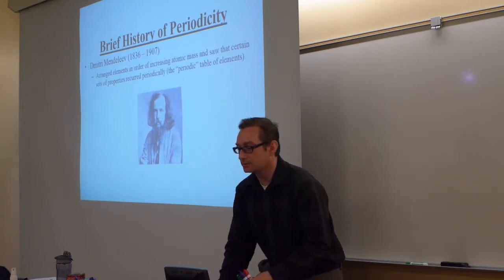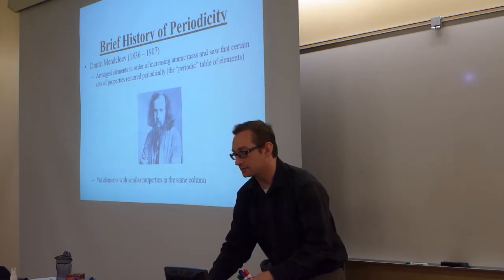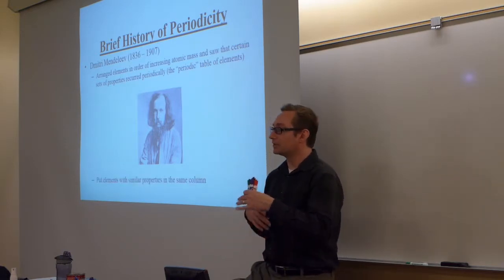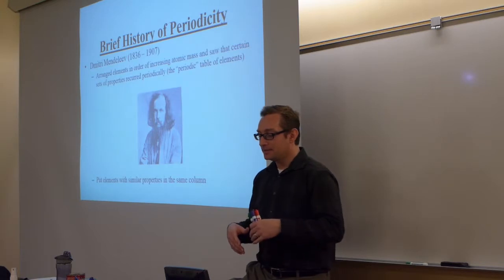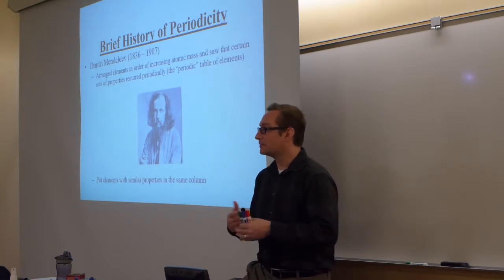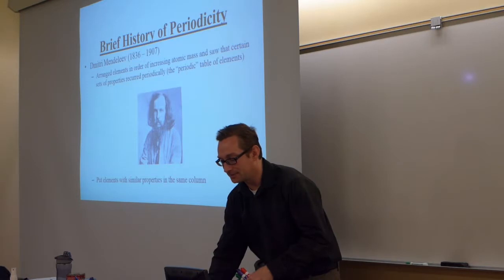And they saw that certain sets of properties recurred periodically. So by arranging the elements in the order of mass, they were able to observe similar chemistry for the given elements in a column. Okay.